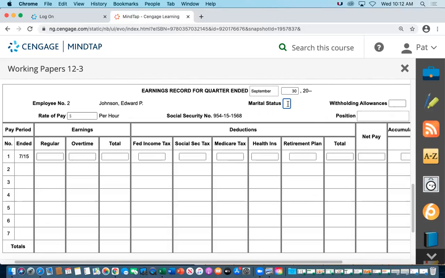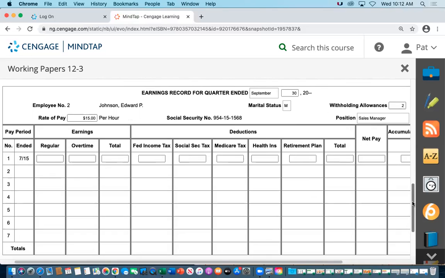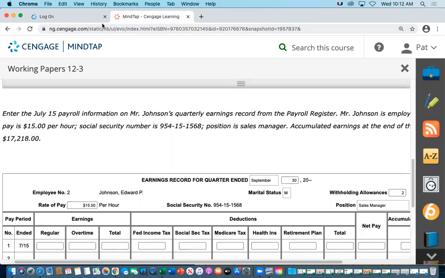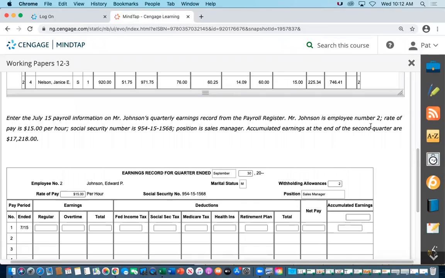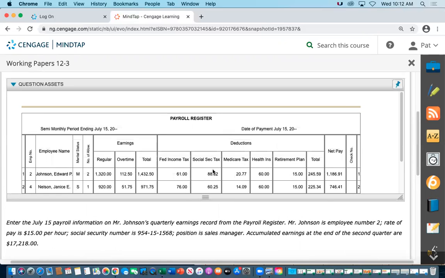Edward's marital status is M, withholding allowances is 2, $15 an hour, position sales manager. All that is given to us, correct? These numbers are going to be hard to read, and you don't even need to read them, really. I have to zoom out because it's impossible. Where are we getting Edward Johnson's semi-monthly payroll for the 15th? We're getting it from here.